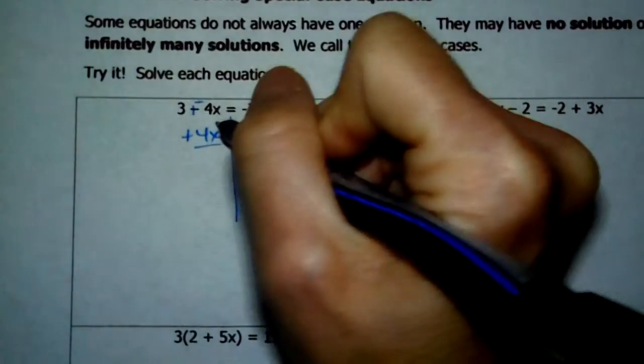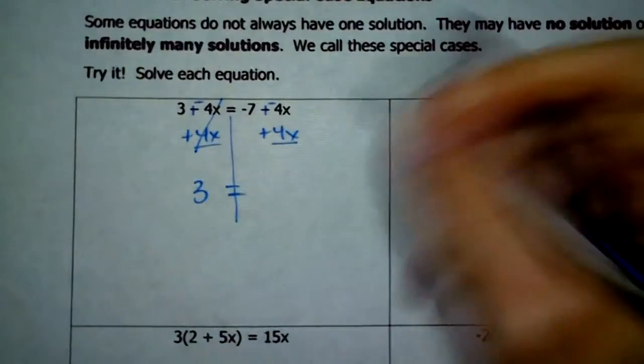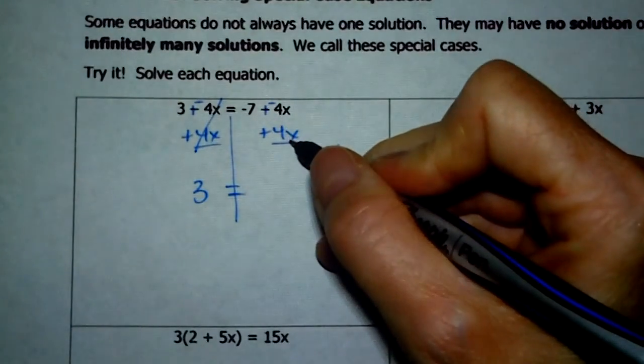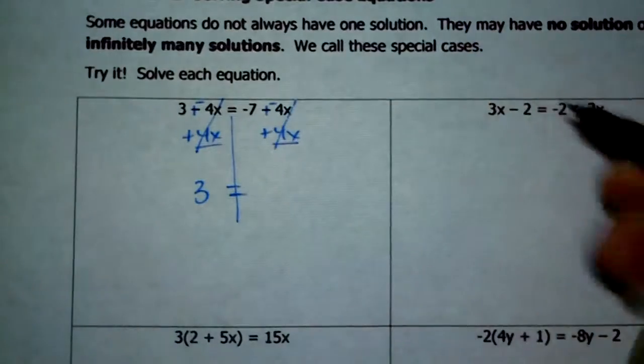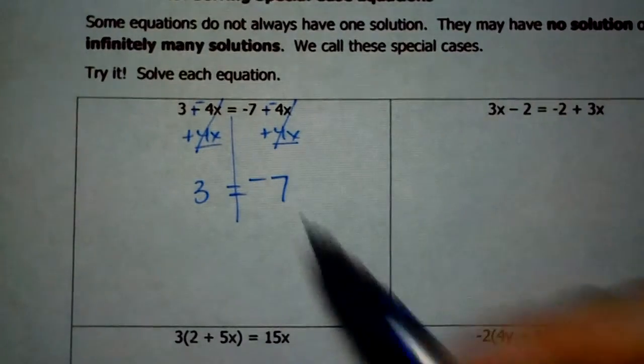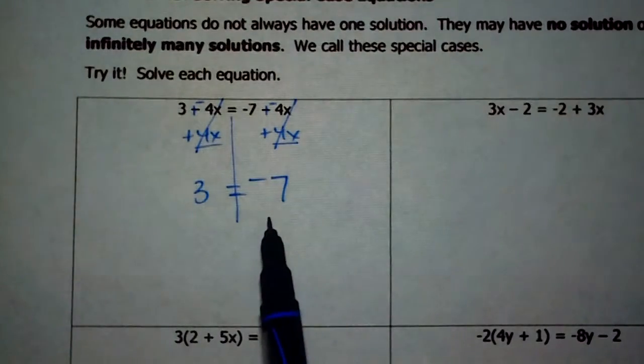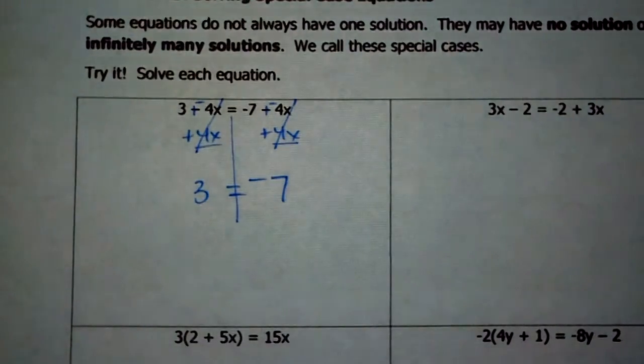Negative 4x plus positive 4x is 0, right? So you're left with 3. On this side, you also have negative 4x plus positive 4x, which is also 0, and you're left with negative 7. So do you see how the variable term cancels itself out on both sides? Yeah. That's how you know it's a special case. When the variable term completely cancels out, it's gone. This is how you can tell what it is. At the end, you're left with 3 equals negative 7. Does 3 equal negative 7? Last time I checked, it did not.